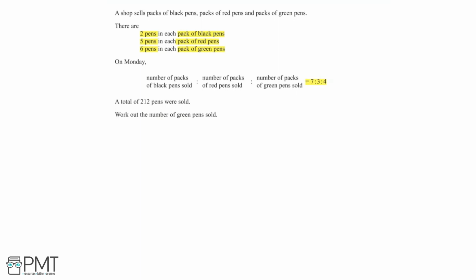Now we're told that a total of 212 pens were sold, and we need to work out the number of green pens that were sold. Well, the first thing that we can do is to start by finding the ratio of the number of pens that were sold. Now we're given the ratio of the number of packs of each colour sold, but we're told the number of pens in each pack. And so we can use this in order to find the ratio of the number of pens of each colour sold. So let's look at the number of packs of black pens that were sold.